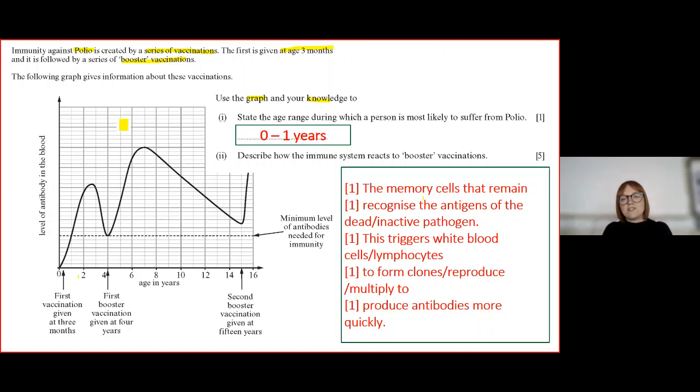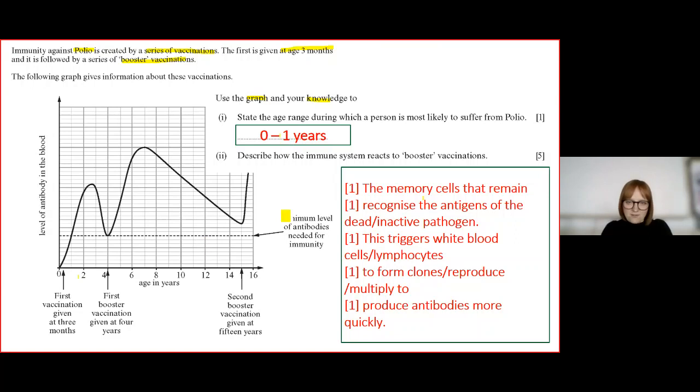Once we have memory cells, their job is to recognize the antigens of the dead or inactive pathogen that we're being injected with. So how do we react to a booster vaccination? They recognize the antigens of the dead or inactive pathogen in our booster vaccination. This then triggers white blood cells or lymphocytes to form clones, reproduce or multiply, which then produce antibodies more quickly. So the way that we produce lots of antibodies is by those lymphocytes replicating themselves, creating clones, multiplying into vast numbers so that our bodies fight it off quicker. Okay, so that would be a 5-mark question there.